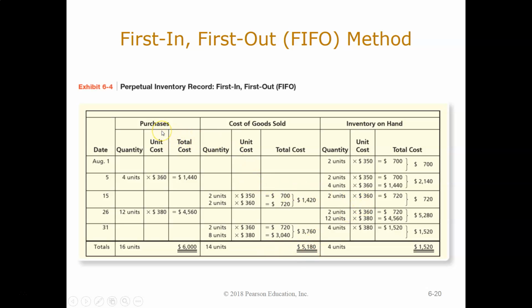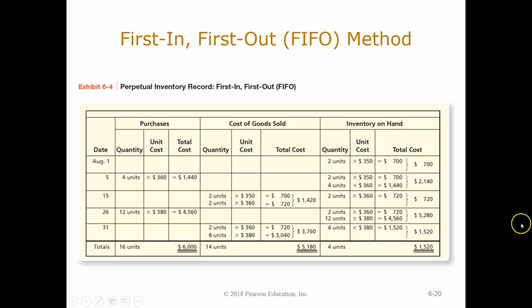We have our three broad columns. Purchases: those account for the inventory that we buy and that comes in. Cost of goods sold is our second broad column. That accounts for the items that customers buy and take away from our store, so they're no longer in inventory. All right. And then our third column is inventory on hand. Those are the items that have not been sold and they remain with the store as part of their inventory and are still available for sale.